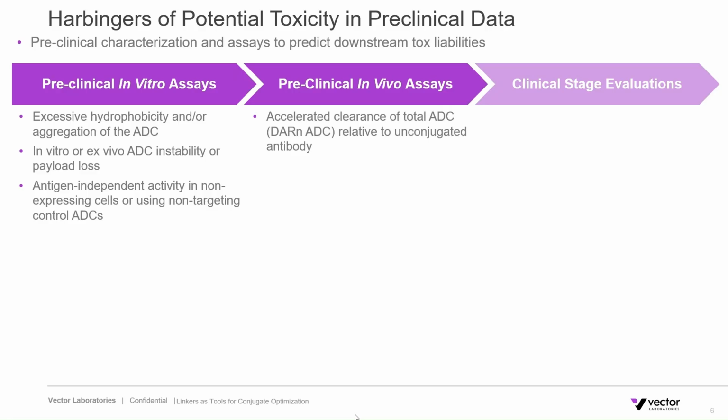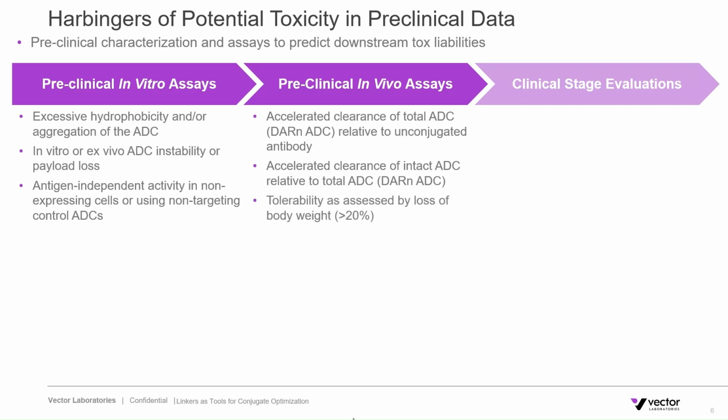Accelerated clearance of the total ADC relative to the undrugged antibody suggests drugging the antibody has had a detrimental impact on its PK, usually an increase in nonspecific clearance. Accelerated clearance of the intact ADC relative to the total ADC suggests either instability or accelerated clearance of the high DAR species is a problem, or a combination of both.